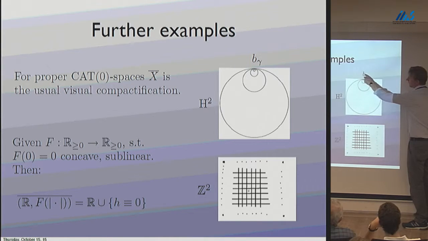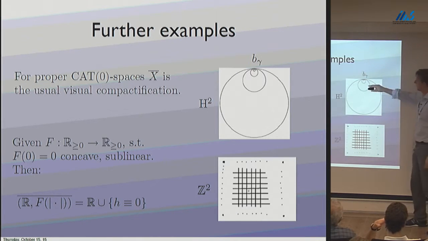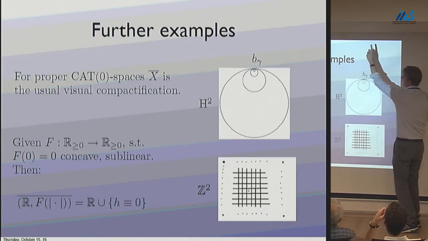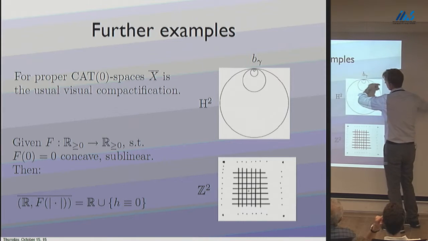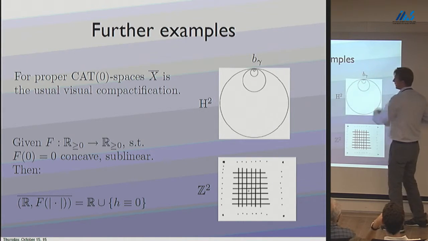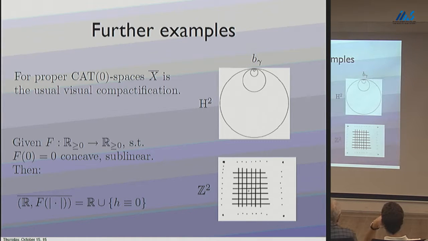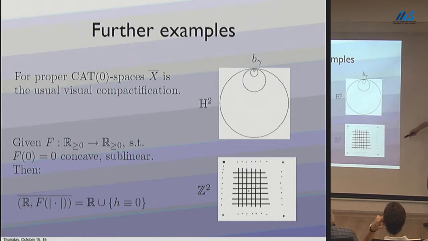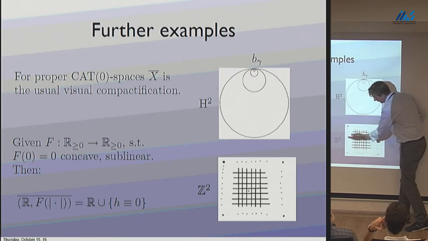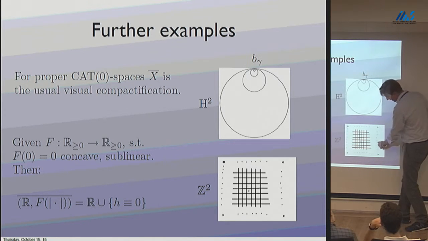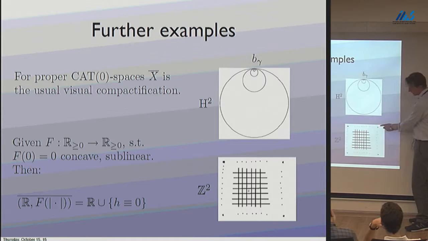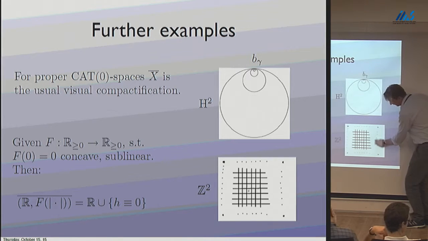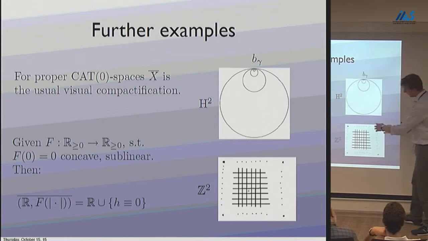B indicates a point at infinity, and the level sets of B, I've drawn three, look like that. Also, if you map this to the upper half plane, with that point to plus infinity, then these circles become horizontal lines in the upper half plane. Another example, a quite different metric space: take the standard Cayley graph of Z squared. We see the lattice here; it continues in all directions. The closure you get has these four points, for example plus infinity, plus infinity, and here you have a copy of Z, and a copy of Z, and a copy of Z, and a copy of Z.